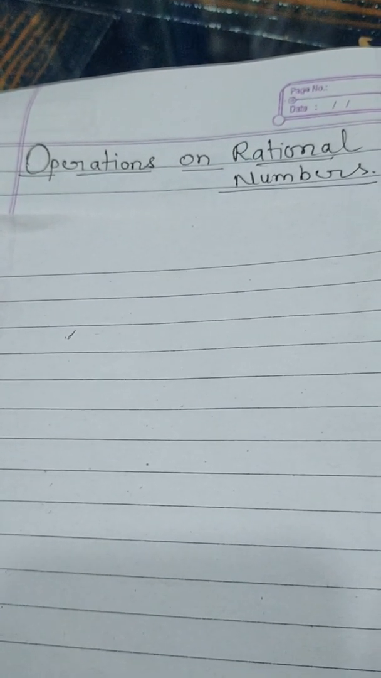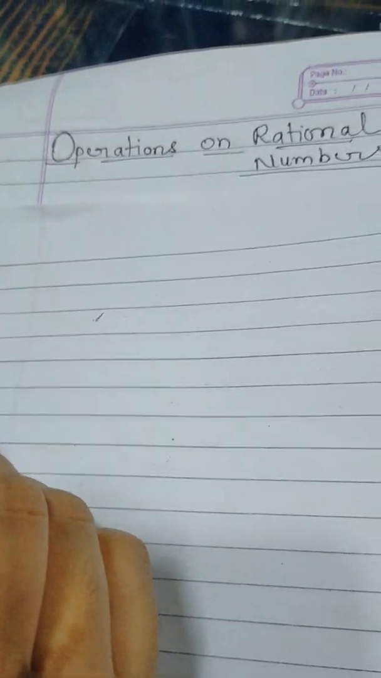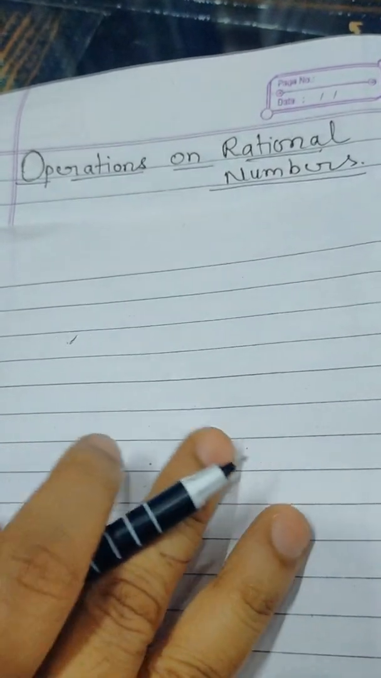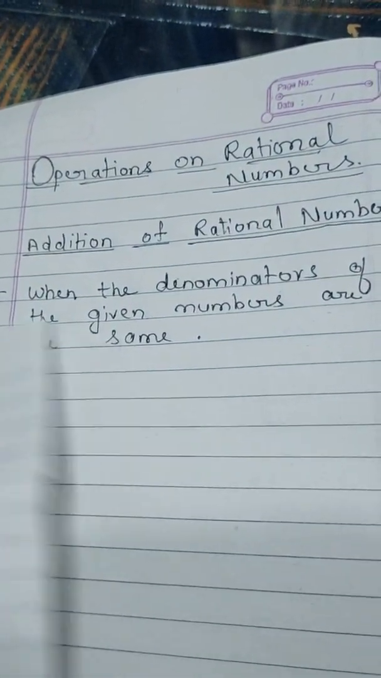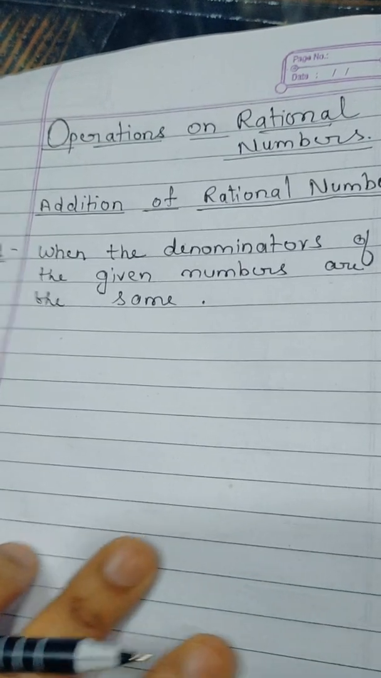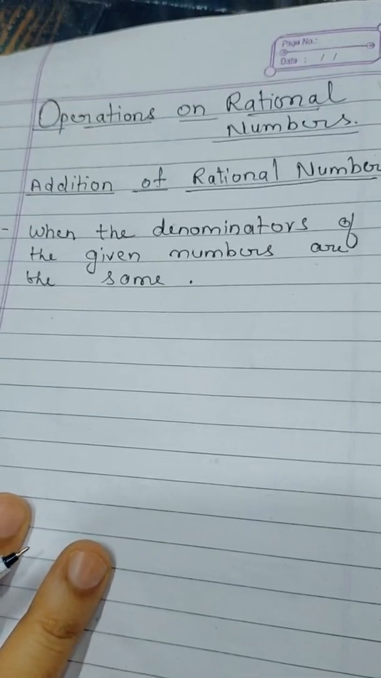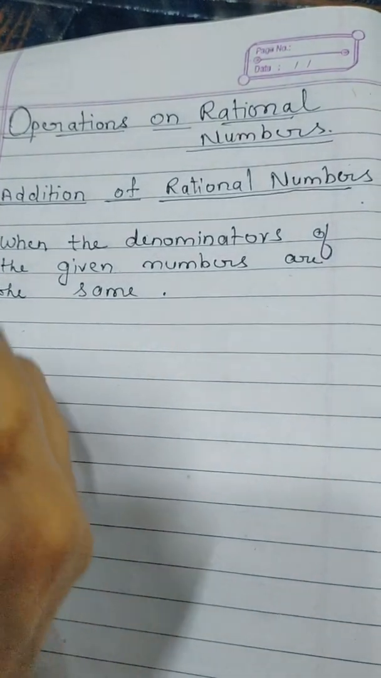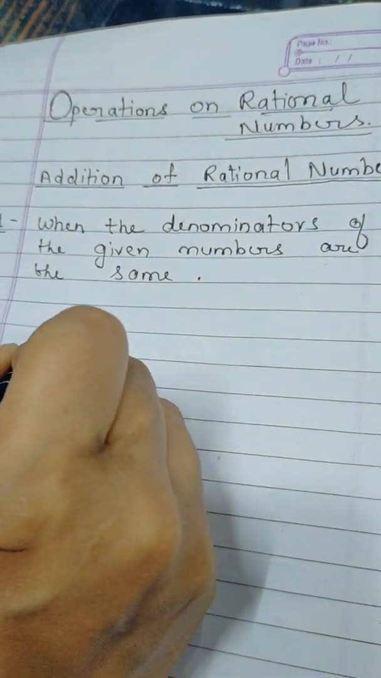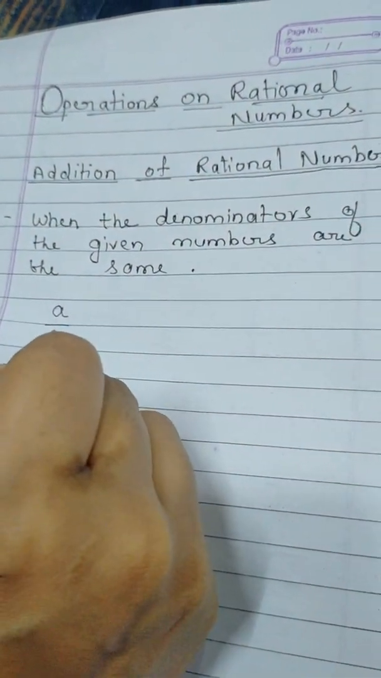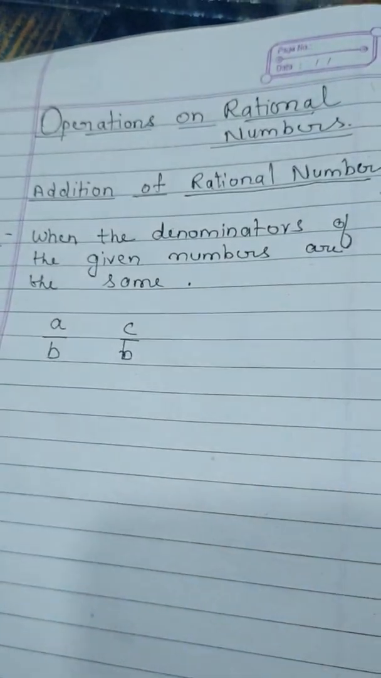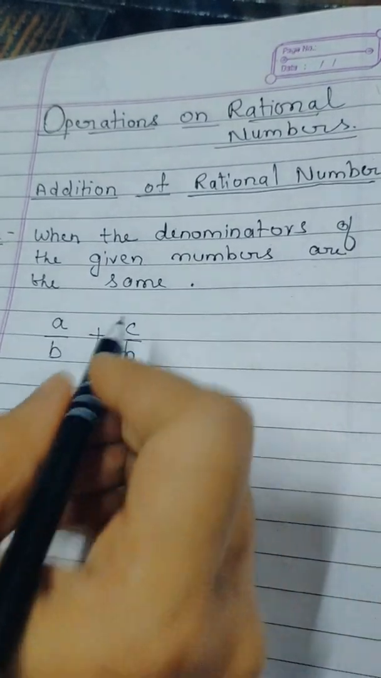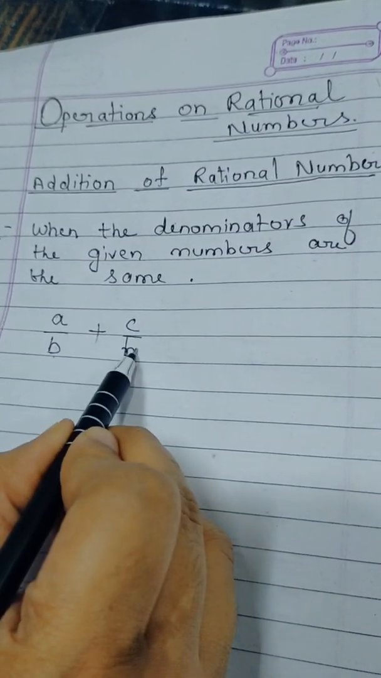Hello everyone, today we will discuss operations on rational numbers, in which we will first discuss addition of rational numbers. Now we have some cases. Case 1: when the denominators of the given numbers are the same. For example, if you have two rational numbers a by b and c by b, and we want to add them, here we have the same denominator.